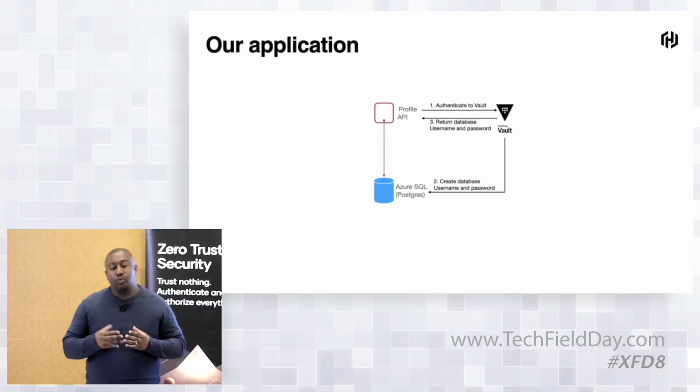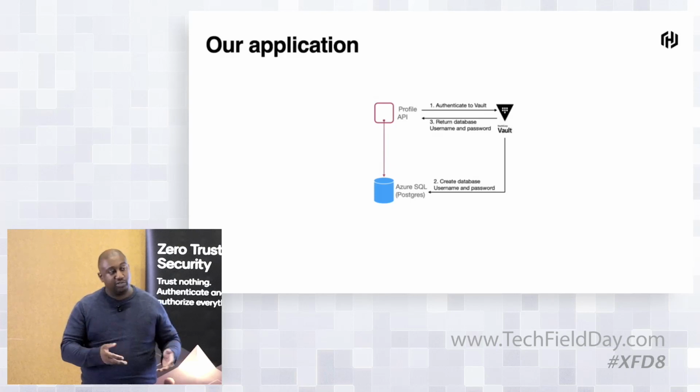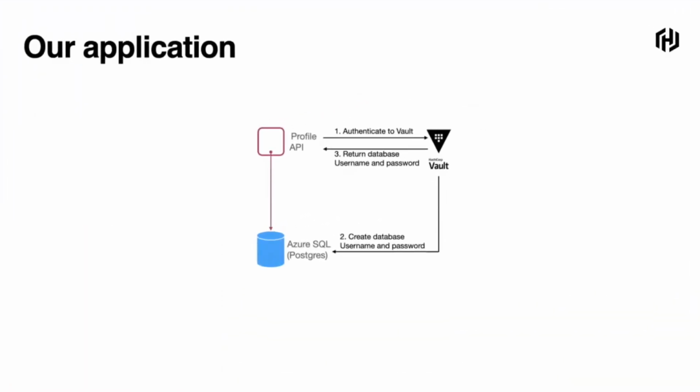So if we have a look at the workflow of how this is going to operate under the hood, right? The first step is our application is going to need to authenticate to Vault. We've just talked about how you can do that using the different auth methods. Once authenticated, Vault will then go to our target platform, right? In this case, it's our Postgres database, and it will say, hey, our profiles API wants a credential.